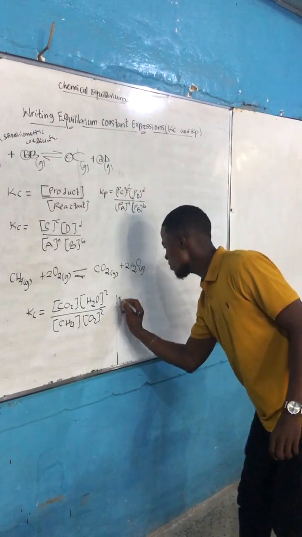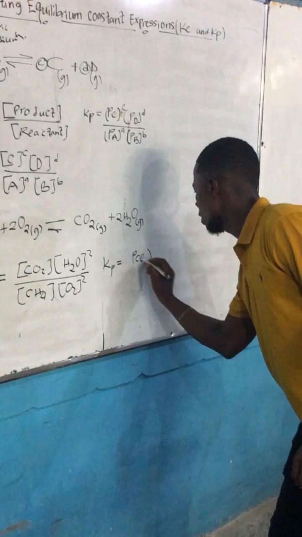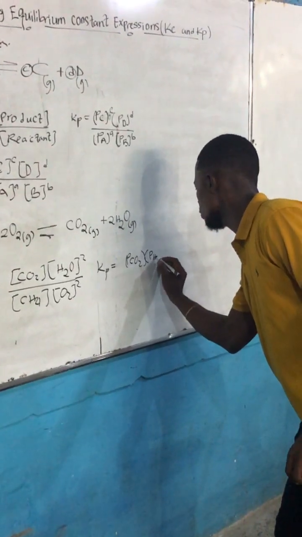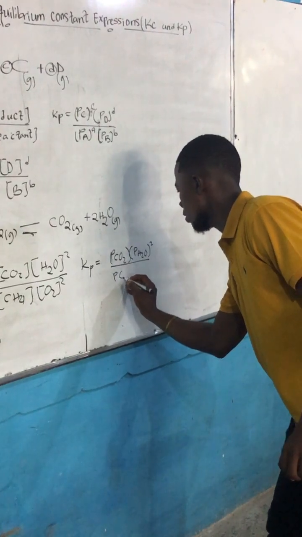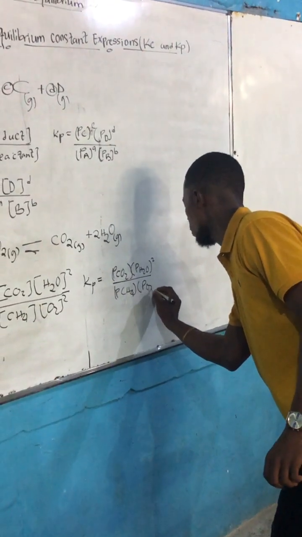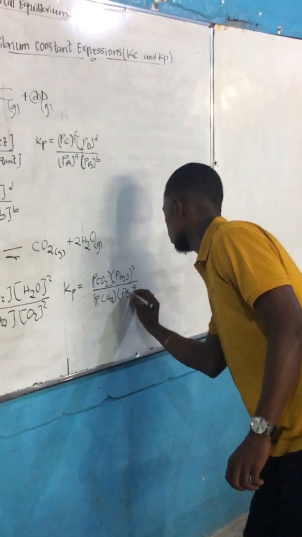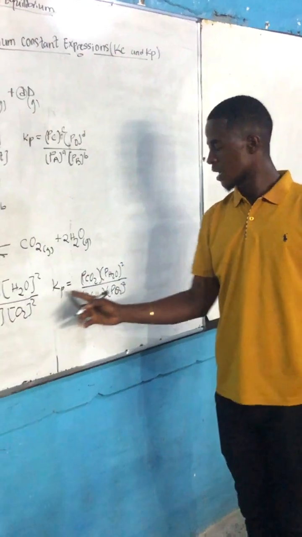In terms of the Kp now, we will have the partial pressure of CO2 multiplied by the partial pressure of H2O all to the second power, all over the partial pressure of CH4 and then the partial pressure of O2 all to the power 2. So this will be the equilibrium constant expression for Kc, and this will be the equilibrium constant expression for Kp.